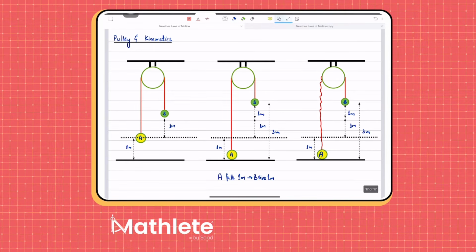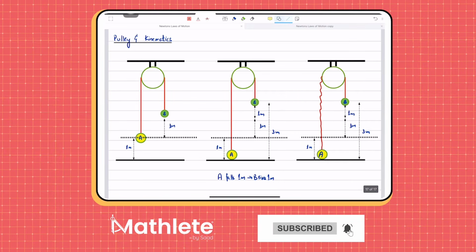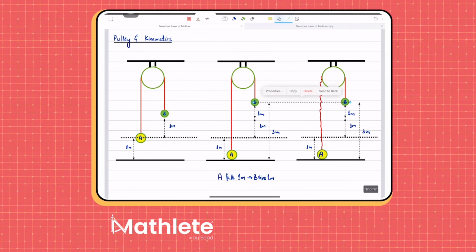So initially this is where B was. But now, because of its momentum and because the string is now slack, B moves further up. So now the string is slack, and because of that, B moves further up. And for this very small amount of distance that B moves up, it's under free fall.